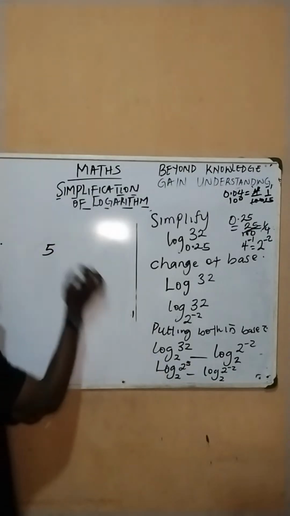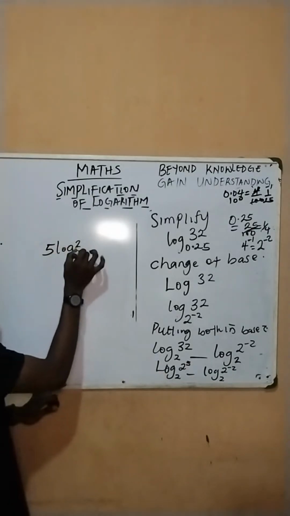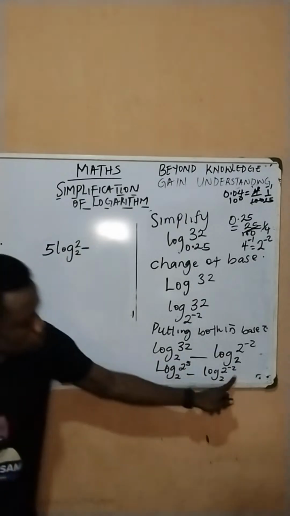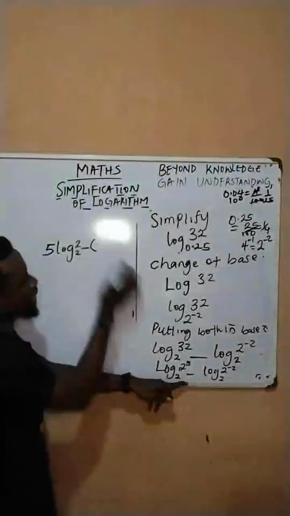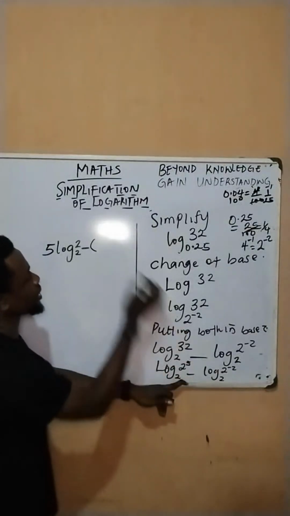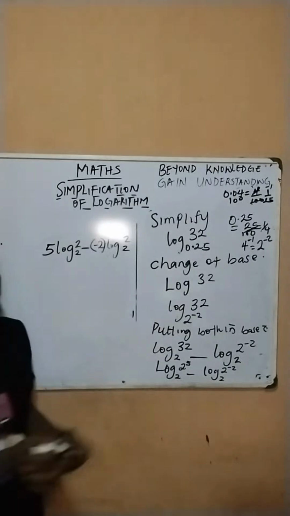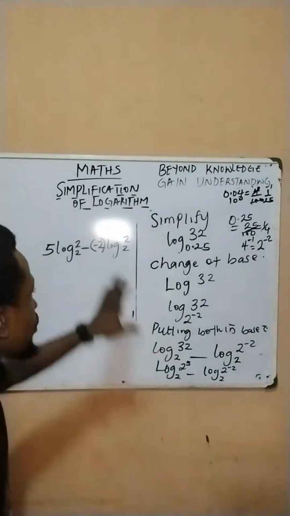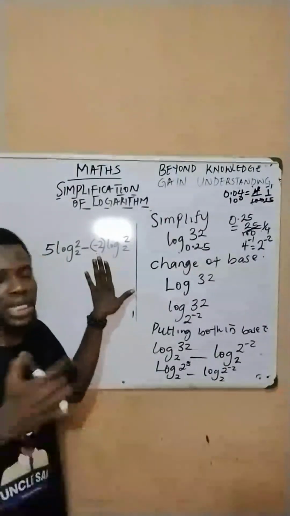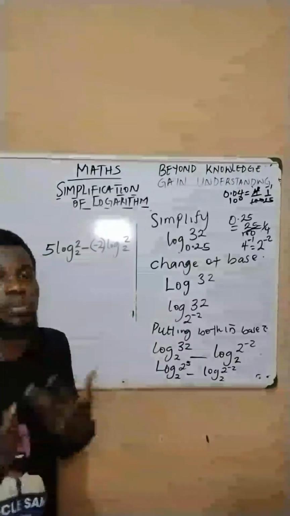In this case, it will now become 5 log 2 base 2, then minus, open another bracket, and then add the power of this other term, negative 2 log 2 base 2. Now there's a reason why I usually try to demarcate it, because sign is one of the things that most people struggle with.